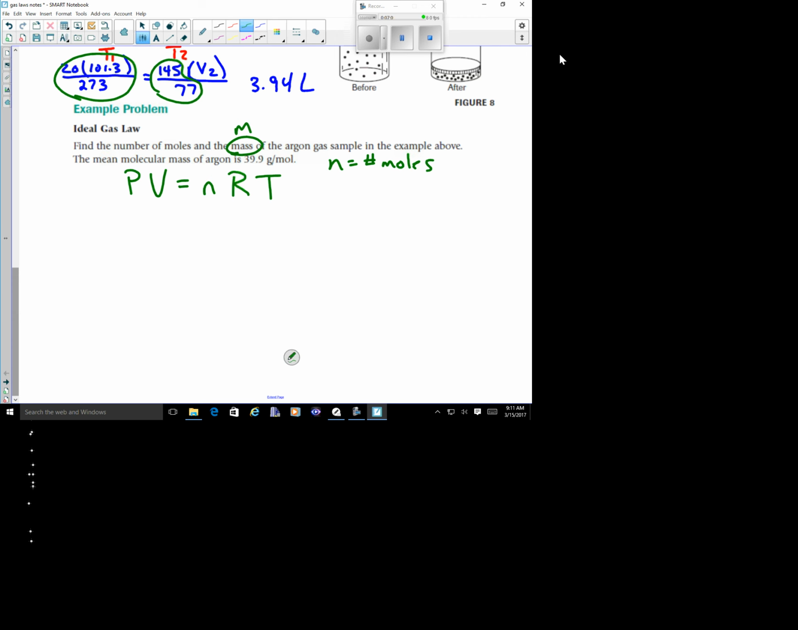The mean molecular mass of argon is 39.9. I'll come back to that in a second. So let's look at all these pressures here. Now we're going to use these from the above problem. So let's use 101,300 for the pressure here. Now we've got to figure out the volume.